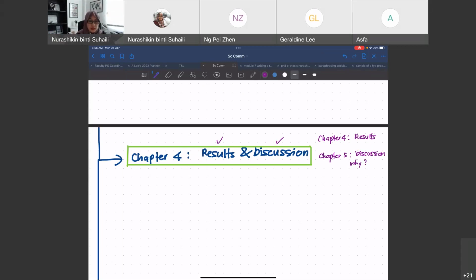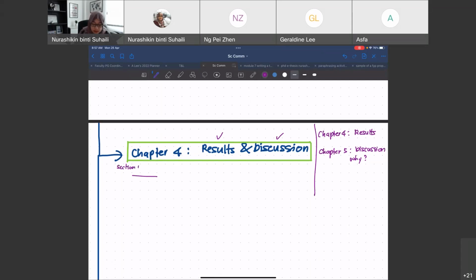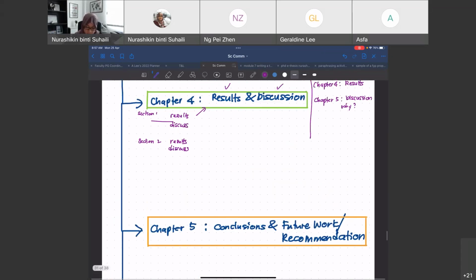So that's how it goes for this format. If we have the two combined together, the structure is like we have results of section one, and once we present the results, we discuss, which I think is much easier because your focus will not be that scattered. And then let's say section two, you have another results, and then you discuss. So that is the nature of this format: result, discuss, that kind of pattern. That's the fourth chapter. I'll go into detail for that.